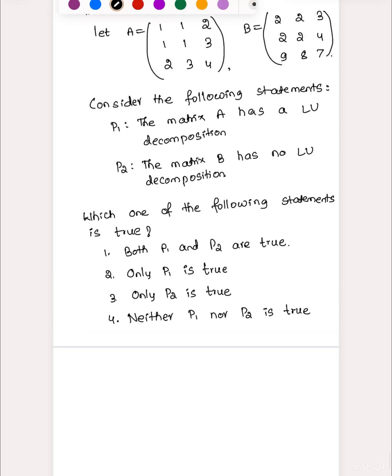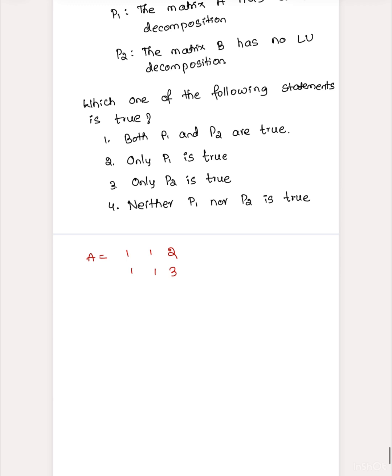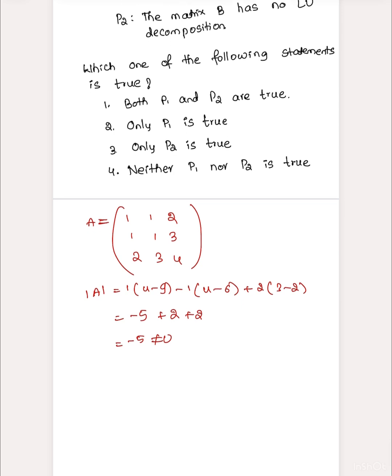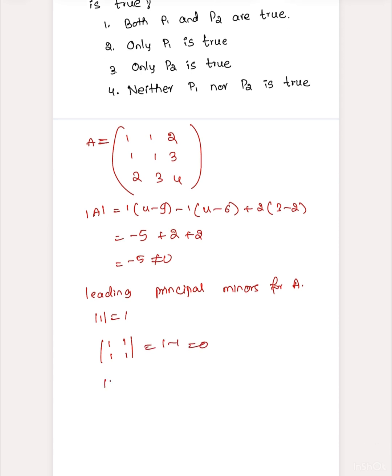So matrix A is 1 1 2, 1 1 3, 2 3 4. Now we find the determinant of A. Determinant of A is equal to 1 into (4 minus 9), minus 1 into (4 minus 6), plus 2 into (3 minus 2). This is equal to minus 5 plus 2 plus 2, which is minus 5. This is not equal to 0. So the determinant of A is not equal to 0, and we will check all the leading principal minors for A. The first leading minor is 1, and the second is the determinant of 1 1, 1 1, which is 1 minus 1, that is 0. And the determinant of A is equal to minus 5.